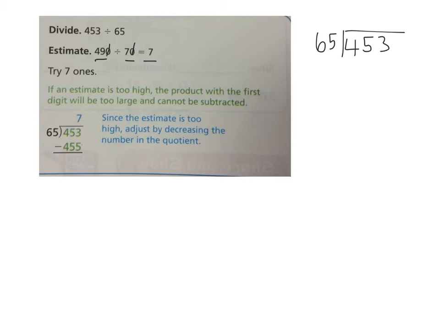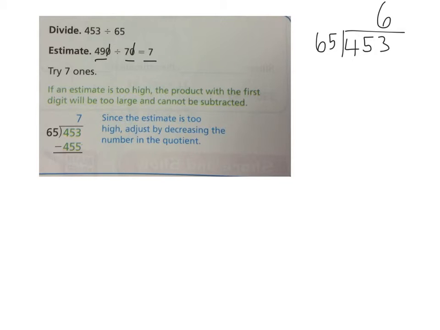6. So now let's go back and look at our real division problem. 453 divided by 65. Was 7 a good number to start with? No. It was too big. So what should we start with now? 6. So let's try starting with 6. Now we know a good number to start with is 6.